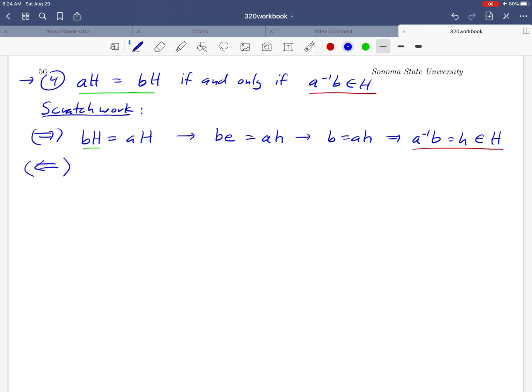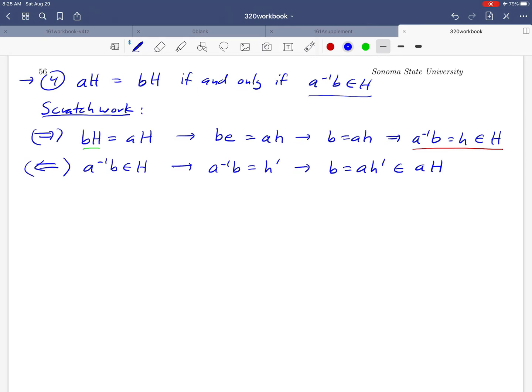And what about the reverse direction? Well, there, we just clear away a little bit of clutter here. There we'd be starting over here with the assumption that A inverse B is in H, and seeing if we can work our way back to the fact that AH and BH are the same coset. The fact that A inverse B is in H just means that A inverse times B is equal to some element that's in H. I'm going to call it h prime. From that statement, by multiplying both sides by A on the left-hand side, we would get B is equal to A times h prime. But A times h prime, that's A times some element of H. By definition, that's in the coset A times H.